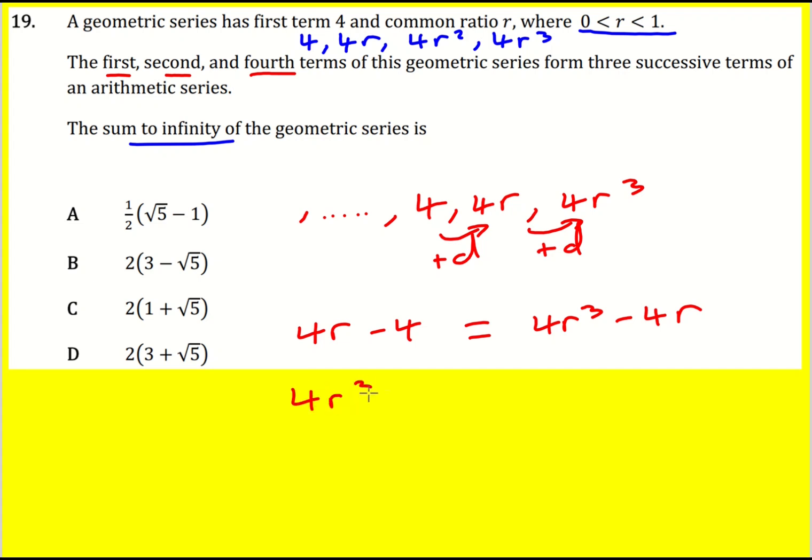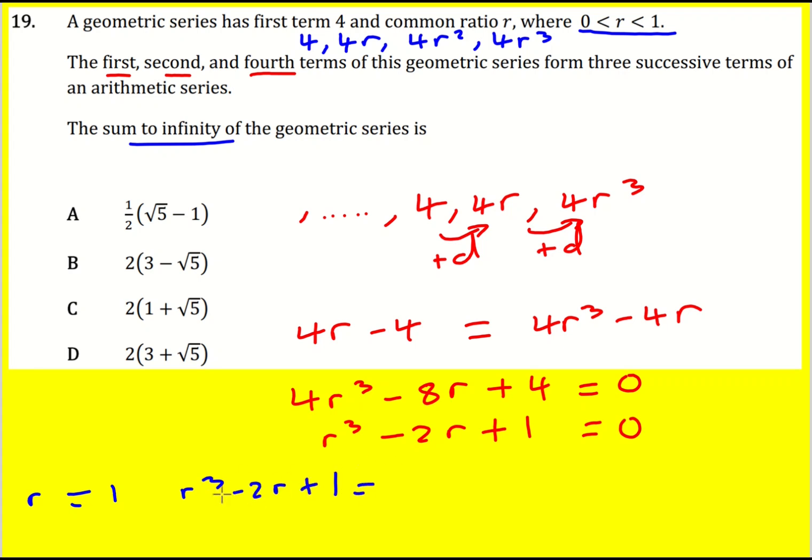So 4r cubed minus 8r plus 4 is going to equal 0. Divide through by 4: r cubed minus 2r plus 1 must equal 0. Now we've got to try and put a value in to get 0, using the factor theorem. It's got to be 1 or minus 1 if it's going to work. So if r is equal to 1, then r cubed minus 2r plus 1 is 1 minus 2 plus 1, which is 0. So therefore, r minus 1 is a factor.